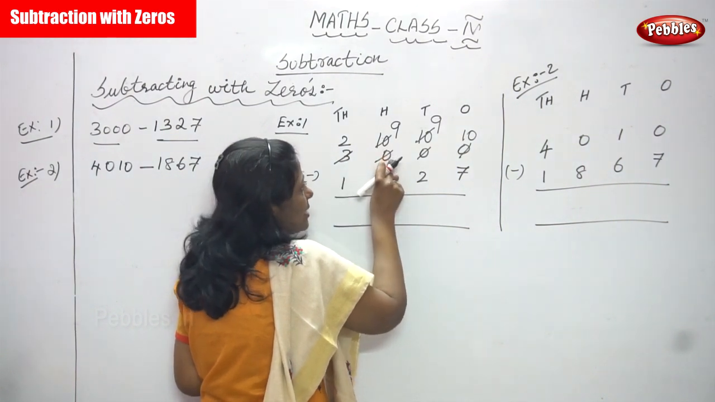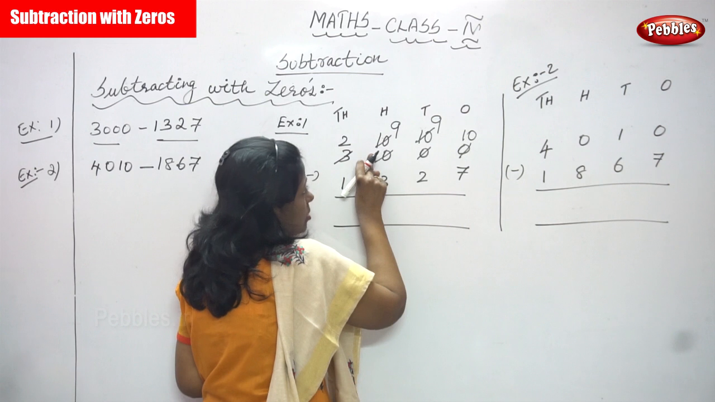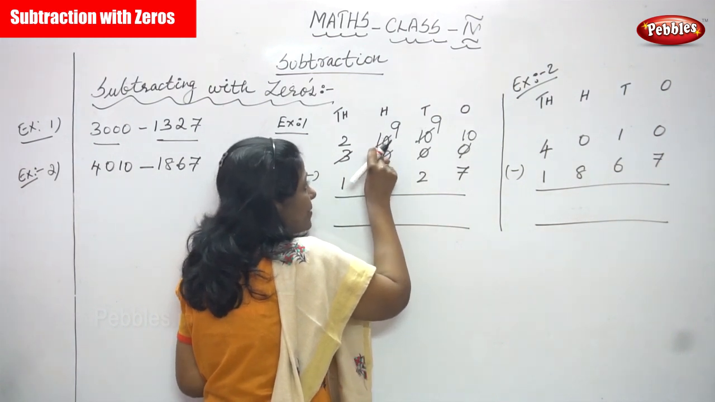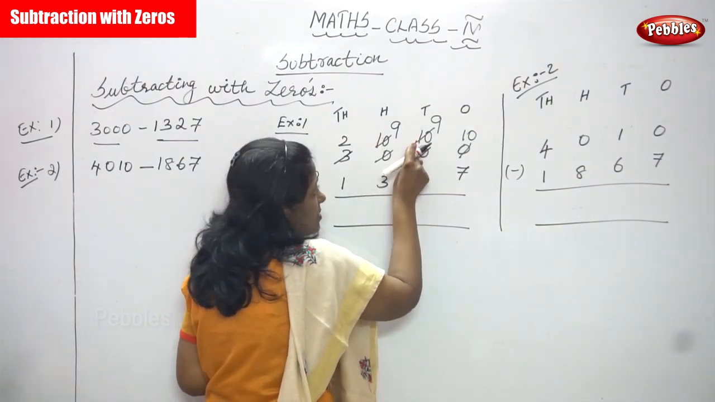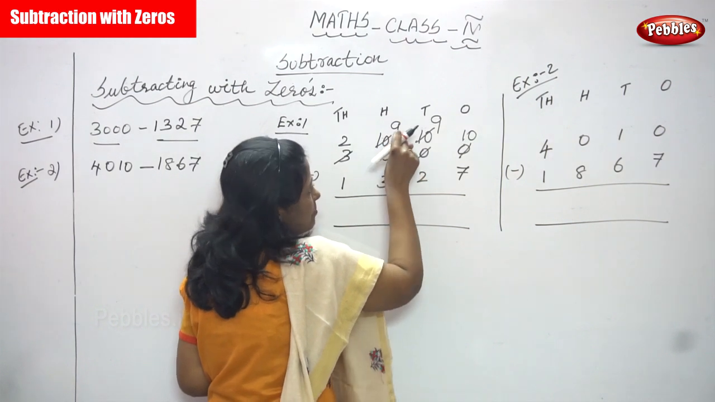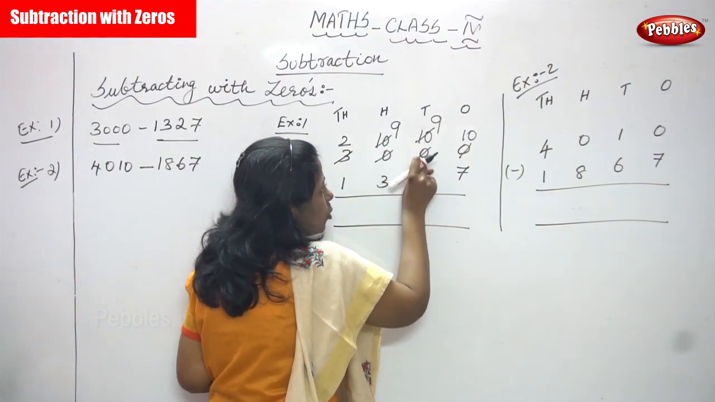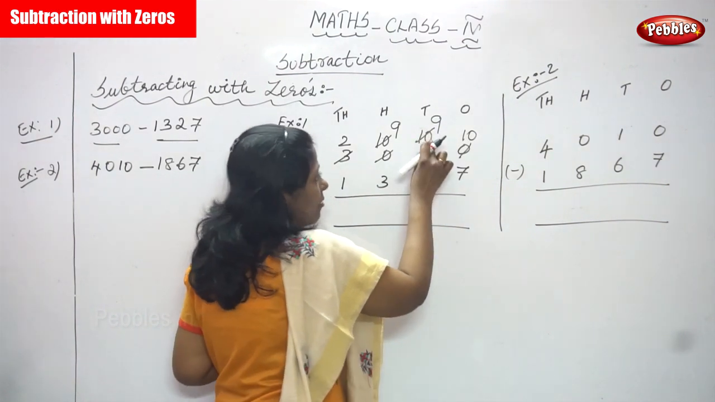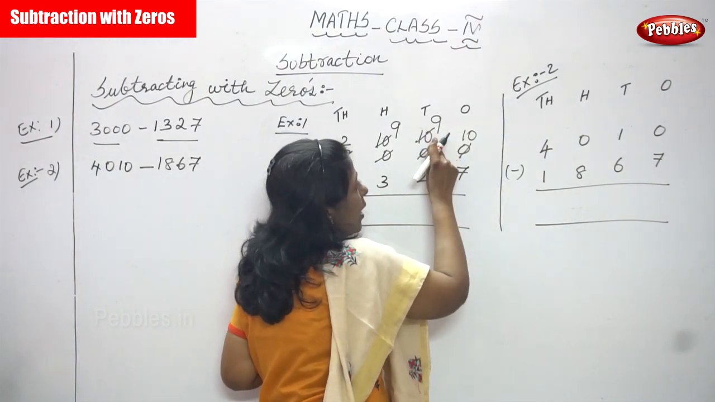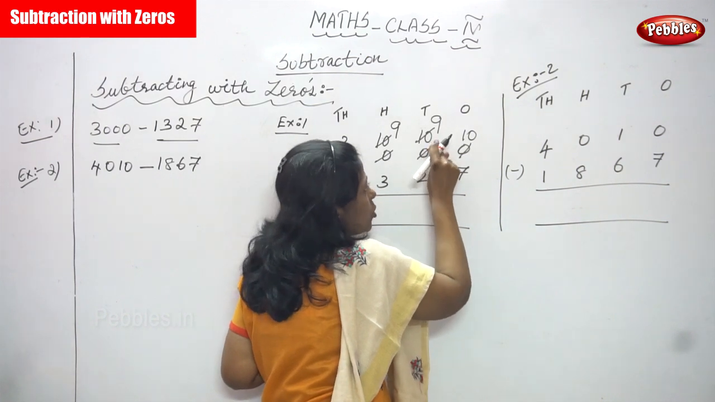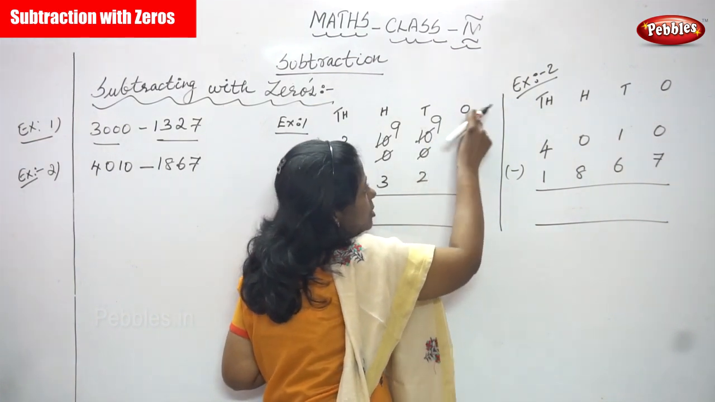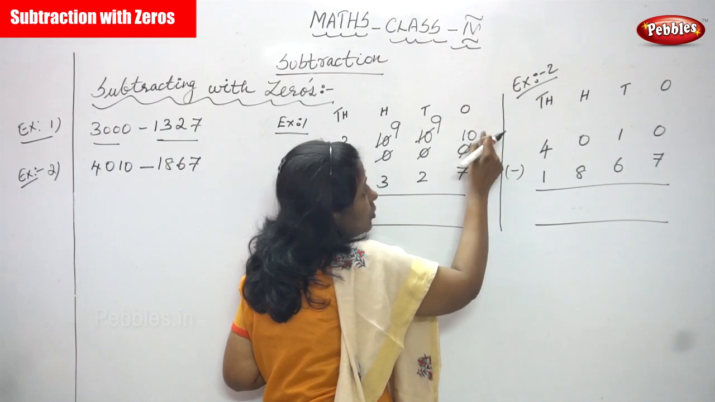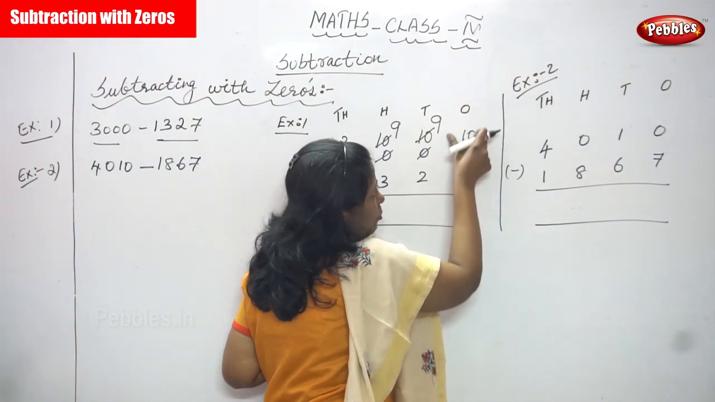So this 100 place 0 becomes 10. After that, from this 10 I have to borrow 1, so this 10 becomes 9. The tens place 0 becomes 10. After it becomes 10, I have to borrow 1, so this 10 becomes 9. This ones place 0 becomes 10. So now it's 10, and I'm going to concentrate on the ones place.